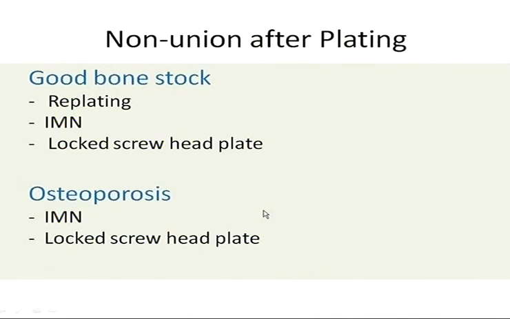Now we come to non-union after plating. 3 methods are available. If there's good bone stock, then we can do replating, intramedullary nailing, or locked screw-head plate. If there is osteoporosis, then we don't like to apply a plate. We are left with the 2 lines of treatment here, intramedullary nailing or locked screw-head plate.